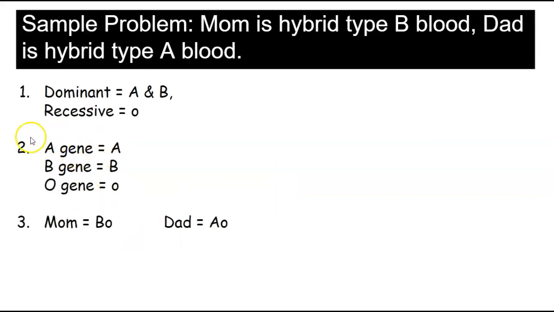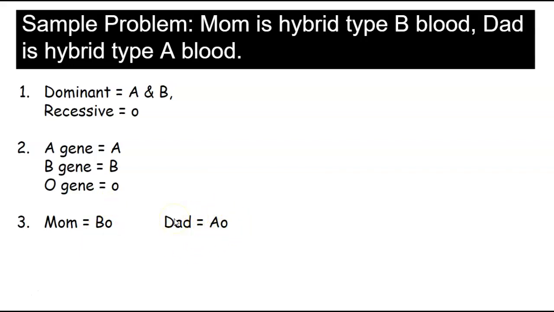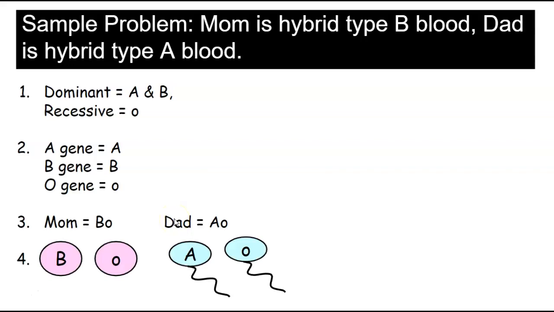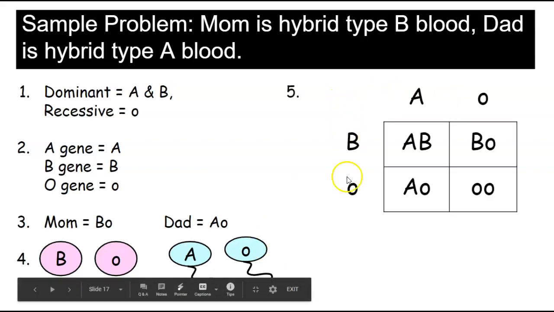So for number 2 here, I wrote down, all right, our A gene is going to be represented by A, B gene by B, O gene by O. Again, that's not going to change either. I wrote down mom has big B, little o. Dad has big A, little o. Now we just write them in the sperm and the egg, right? A B, an O, an A, and an O, and we put them in our Punnett square. Remember, mom goes on one side, dad goes on the other side.